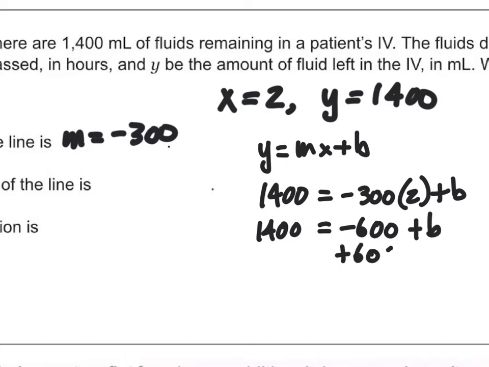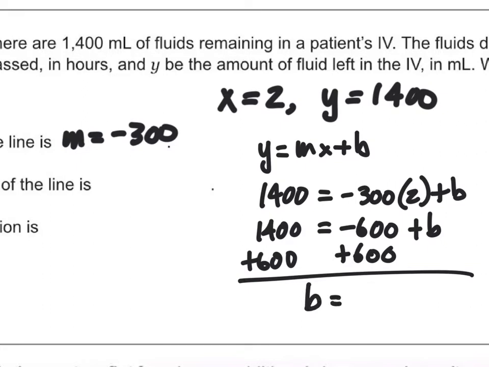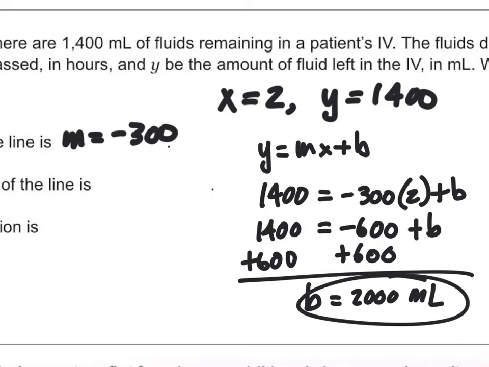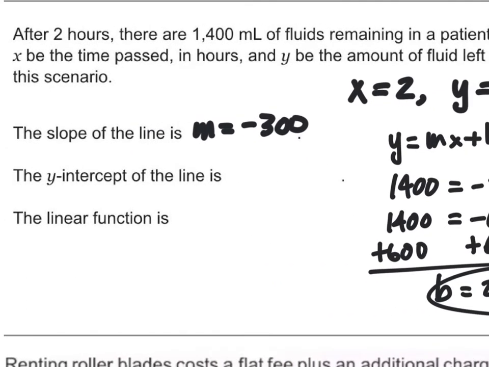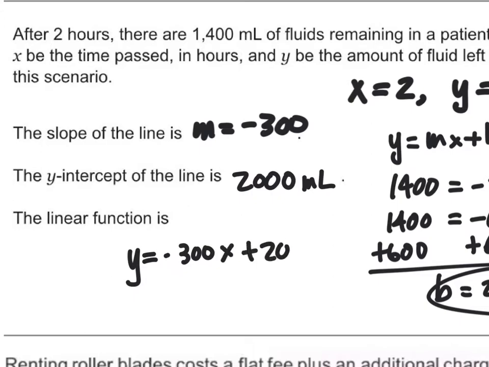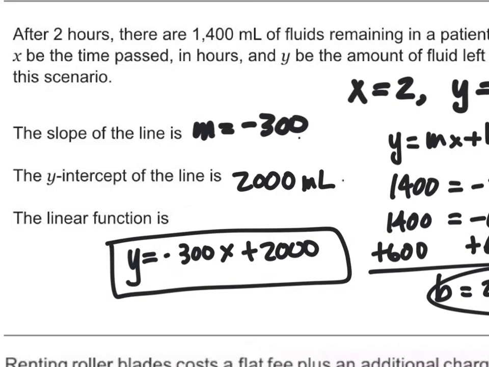So if I add 600 to both sides, then I get that my value for b is equal to 2,000, and that's 2,000 milliliters. So I know my y-intercept is 2,000 milliliters. So my linear function is y equals negative 300x plus 2,000. And that is a function that models this situation.